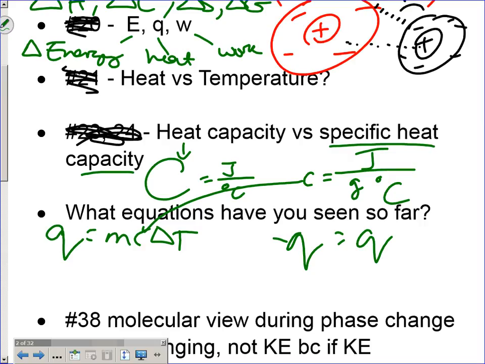How about Q is equal to Q? System versus surroundings, right. Q of the system is equal to Q of the surroundings, because of the law of conservation of energy: energy is neither created nor destroyed, energy is conserved.